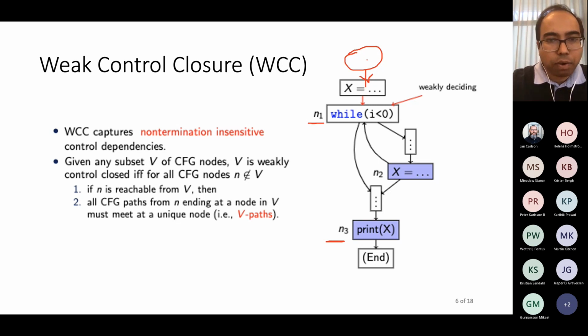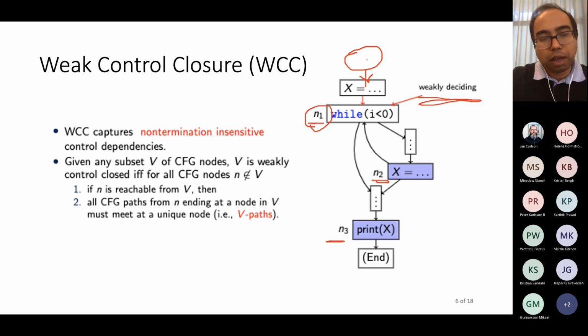However, if our V includes, for example, node N3, node N2, and this start node, then we see that there exist paths from N1 to N3, and N1 to N2. These are two V paths because these paths end at a node in V, but at different nodes. If this is the case, then we say that node N1 is weakly deciding, and whenever we have a weakly deciding node, that means V is not weakly control closed. To make V weakly control closed, we include such nodes in the weak control closure of V.